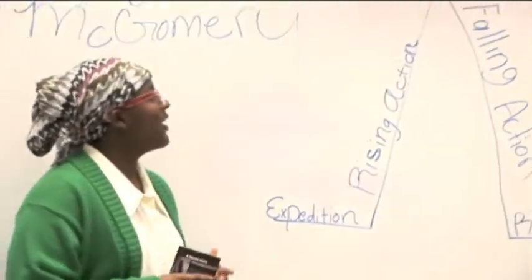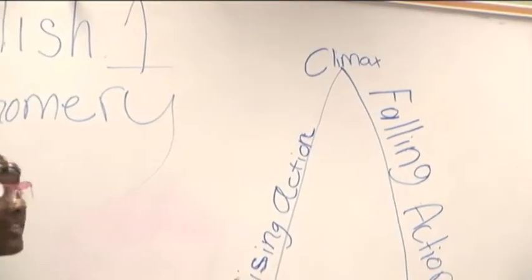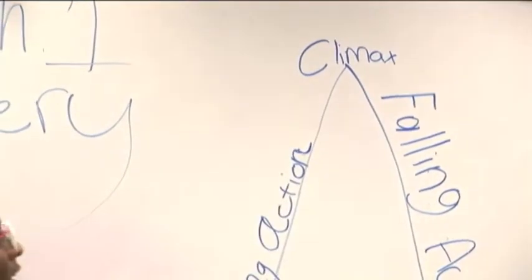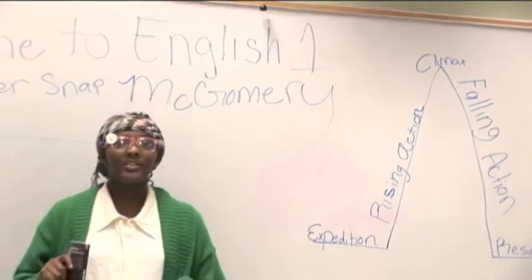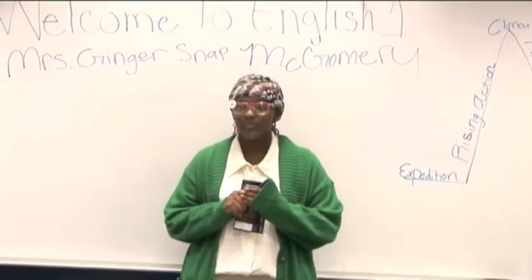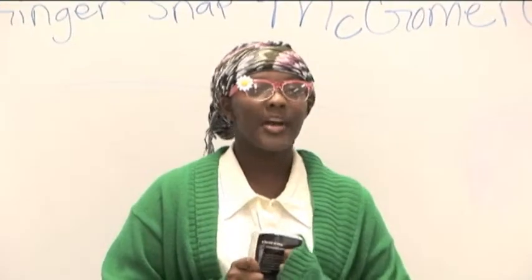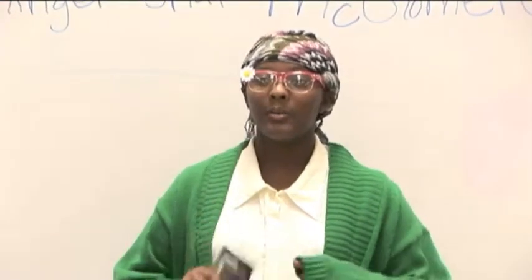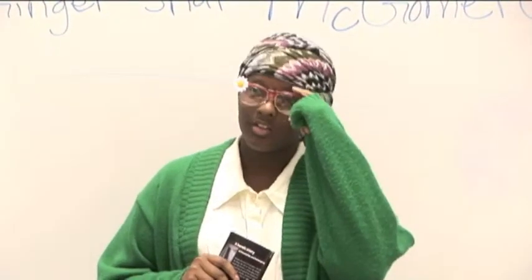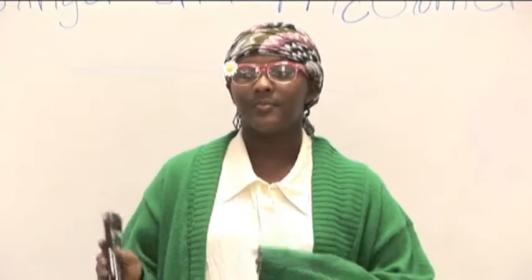Okay, so this is probably the most important part of the book, and that would be the climax. The climax is the high point, the part that really turns the story. Okay, so in The Outsiders, the climax would probably be when Johnny, one of Ponyboy's friends, kills a Soc, who just so happens to be Cherry's boyfriend.